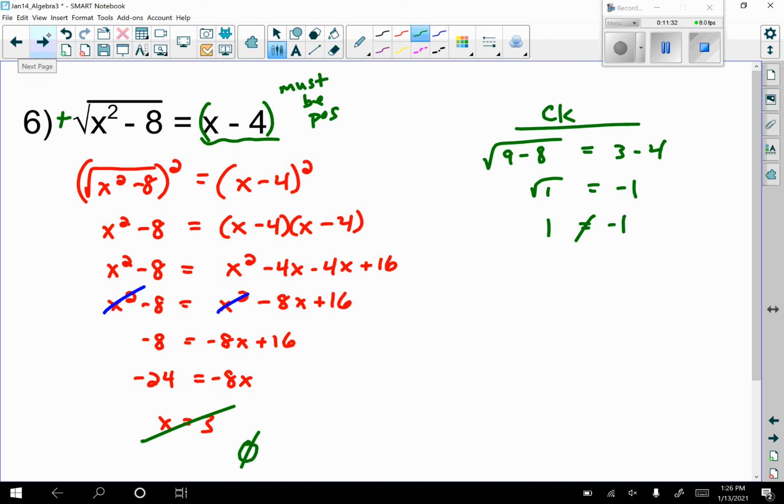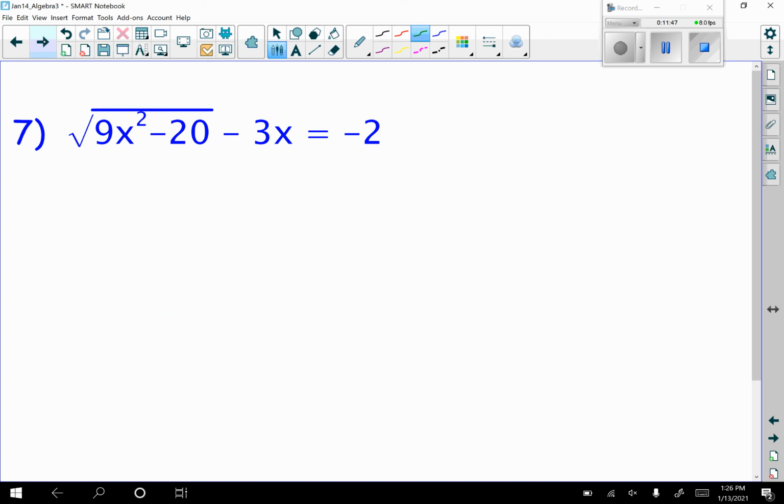Another nice way to check, too, is on Desmos, if you were to graph the square root of x squared minus 8 as one function, then you graph the line y equals x minus 4, they're never going to intersect. All right, let's try one more.